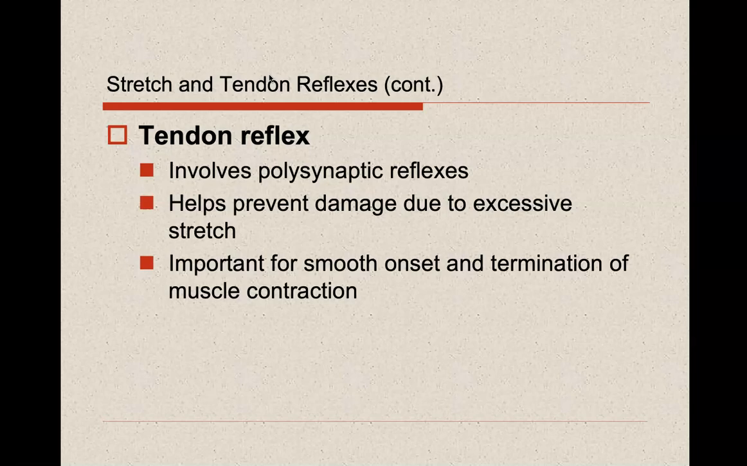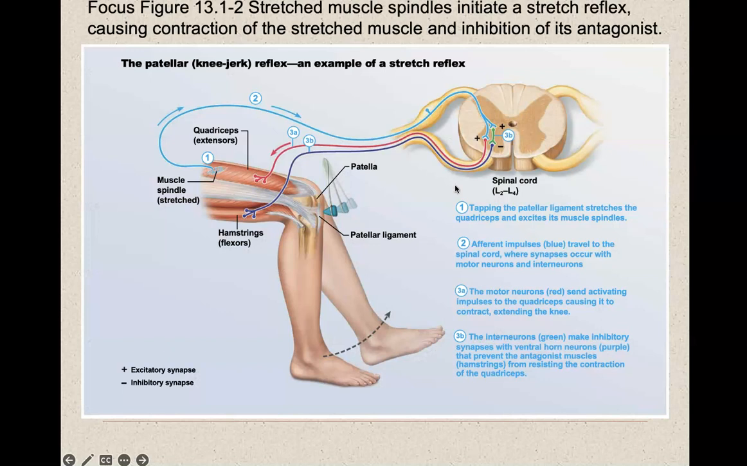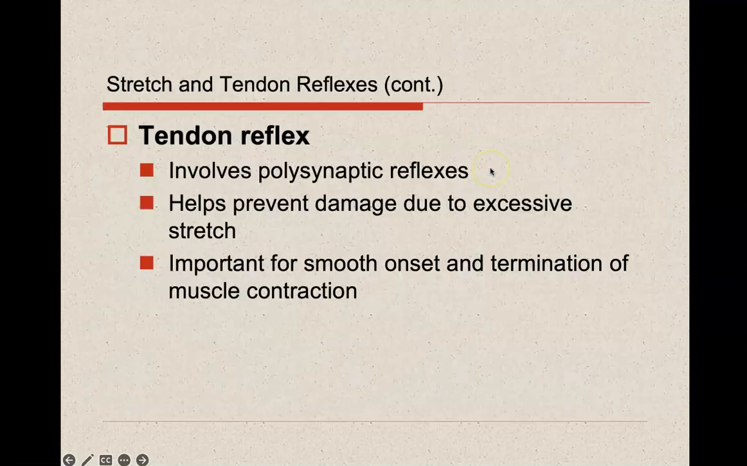So again, tendon reflex is going to involve polysynaptic reflexes like we saw here. This is polysynaptic, where you have a sensory neuron here that's innervating more than one neuron, synapsing with more than one neuron. And a lot of times your tendon reflexes will help prevent damage due to excessive stretch. So this will prevent a muscle from stretching too much, and this is important for smooth onset and then termination of muscle contraction.